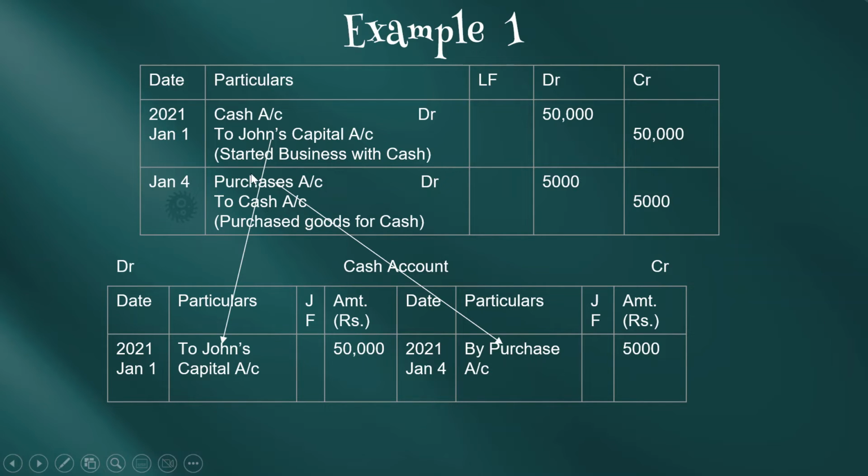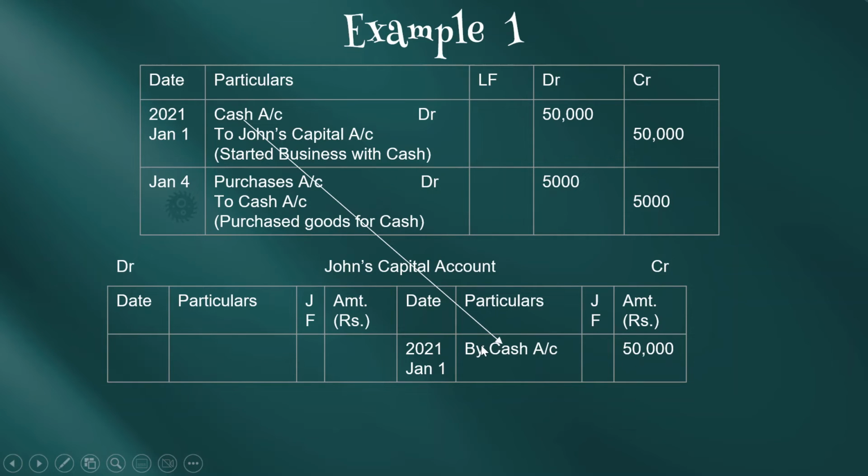Now you understood, I hope. You have to see the journal entries with cash, and see whether cash is debited or credited in that journal entry. Here it is debited, so I am writing John's Capital on the debit side. Now in the second entry, cash is credited, so I am writing purchases on the credit side. I fill the date column, use the word by, purchase account, and fill the amount column.